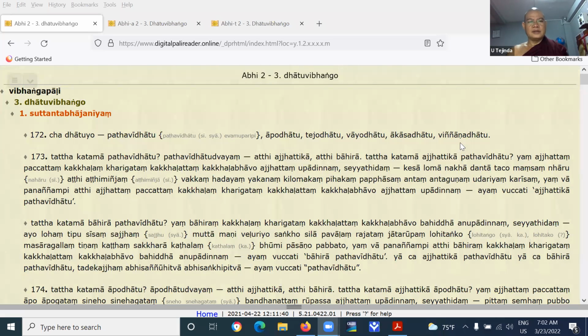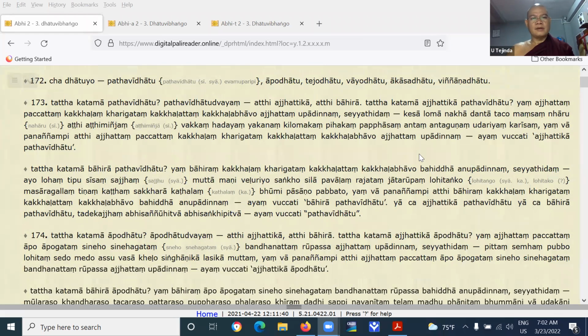So let's see here. Tattha katama pathavi dhatu? What is pathavi dhatu? Pathavi dhatu dvaya, dve ayan. Dvaya is separated into 2 words, dve ayan. Pathavi dhatu, the earth element, dvaya, dve is of 2. The Atthakatha will explain this dvaya again, and we will see there.